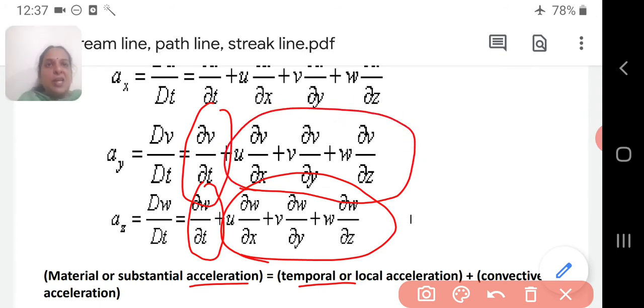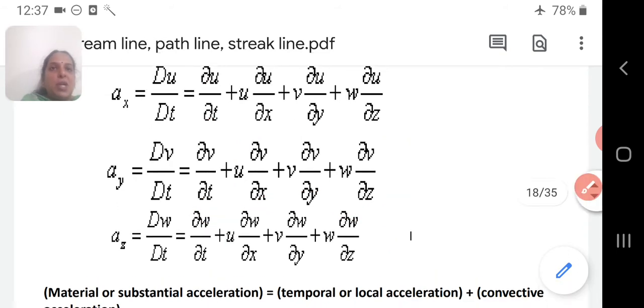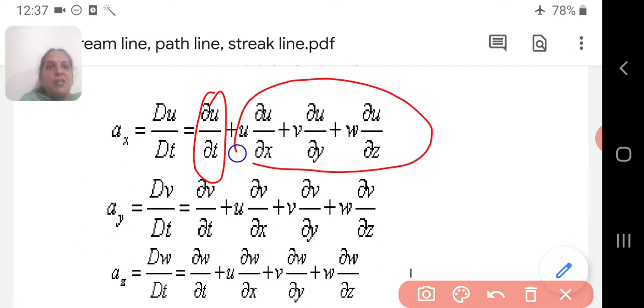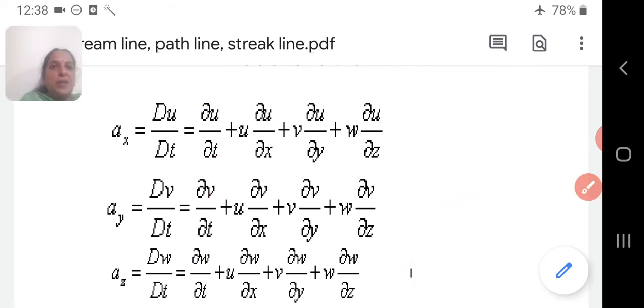Similarly in the case of az also, this is your local or temporal acceleration, and this is your convective acceleration. But in case of steady flow, the temporal acceleration will become 0, as the flow parameters will not change with respect to time. So this will become 0, and we will only have the convective acceleration.